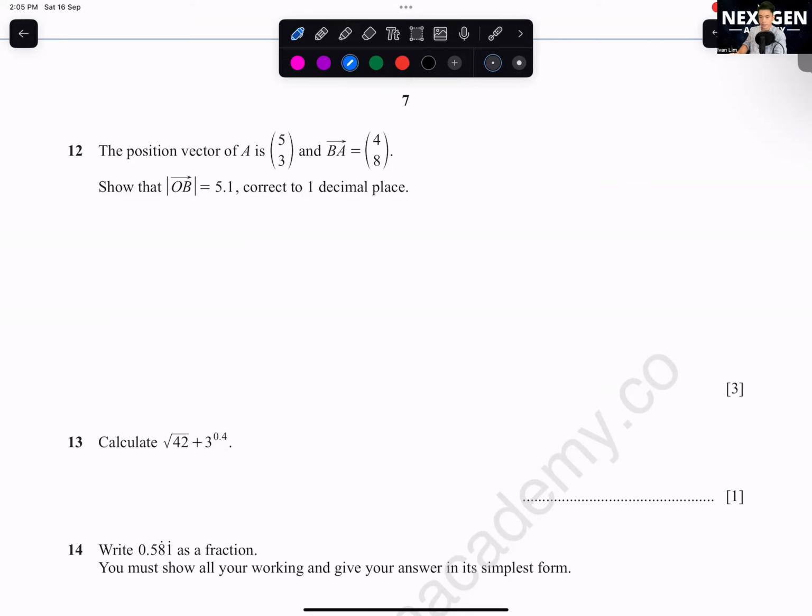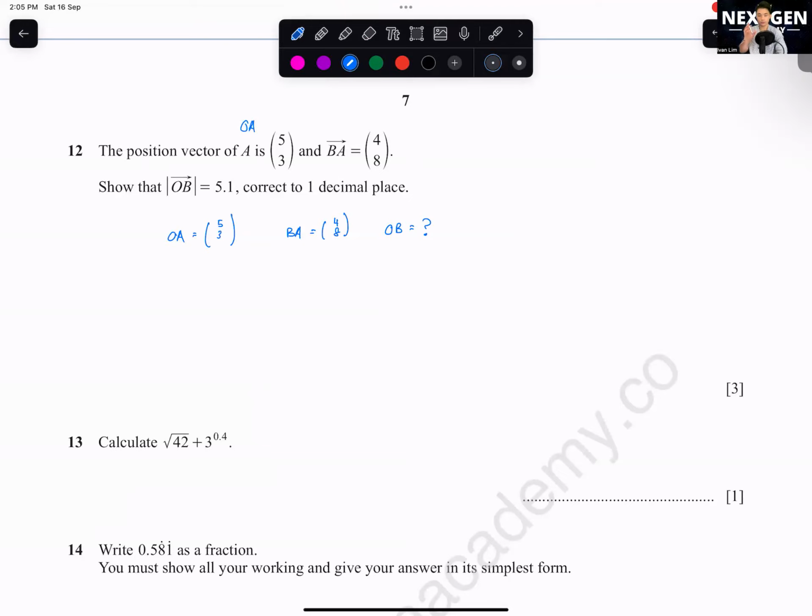Okay, when I say the word position vector, it means this is OA. So OA is equal to (5, 3). BA is (4, 8). They want us to find OB. Okay, what is OB? We need to know this one first.